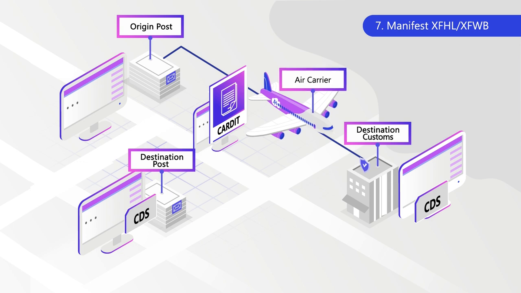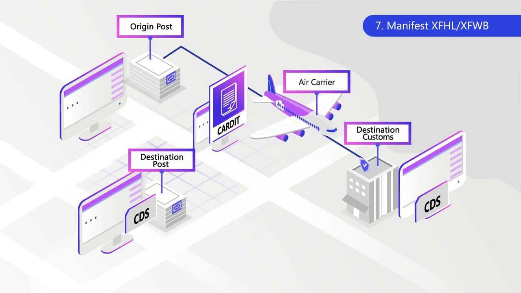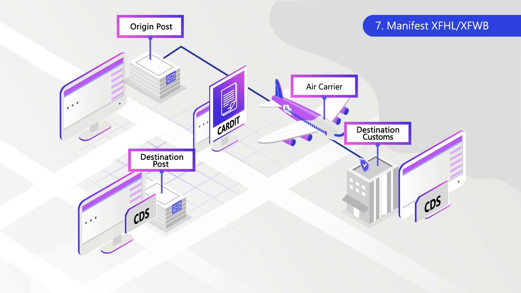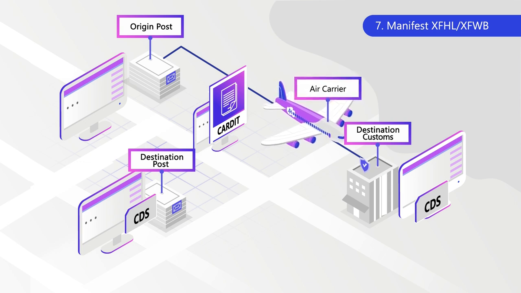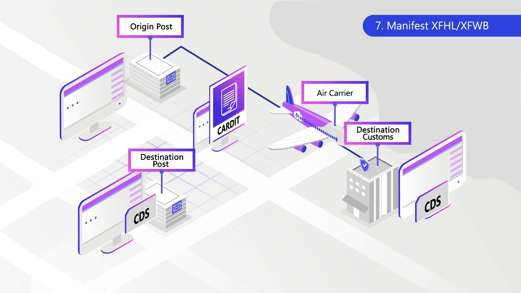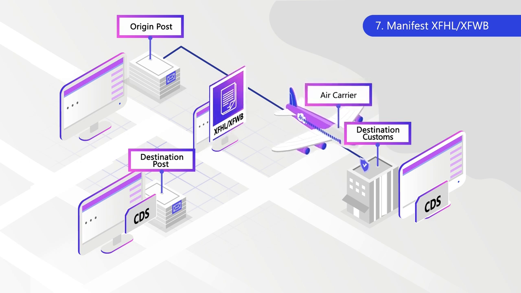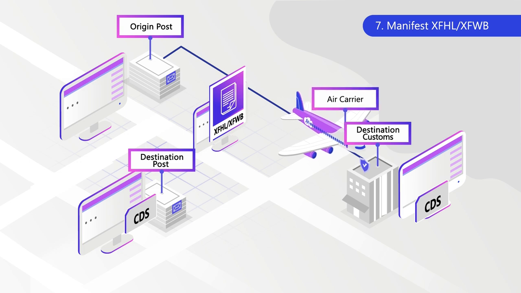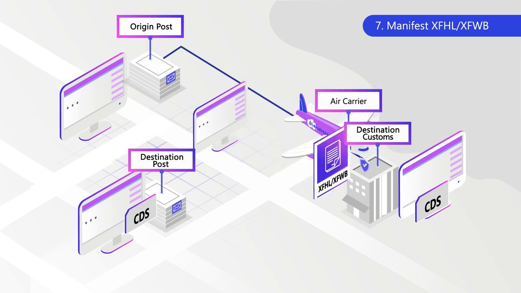Finally, carriers have to provide information about the receptacles they transport to the customs of the destination country. The messages that they have to transmit are not EDI messages, but IATA messages, so the UPU provides the carrier with a tool that converts the CARDIT messages into XFHL, XFWB messages. Those messages are retrieved by the carriers and then transmitted to the destination customs.